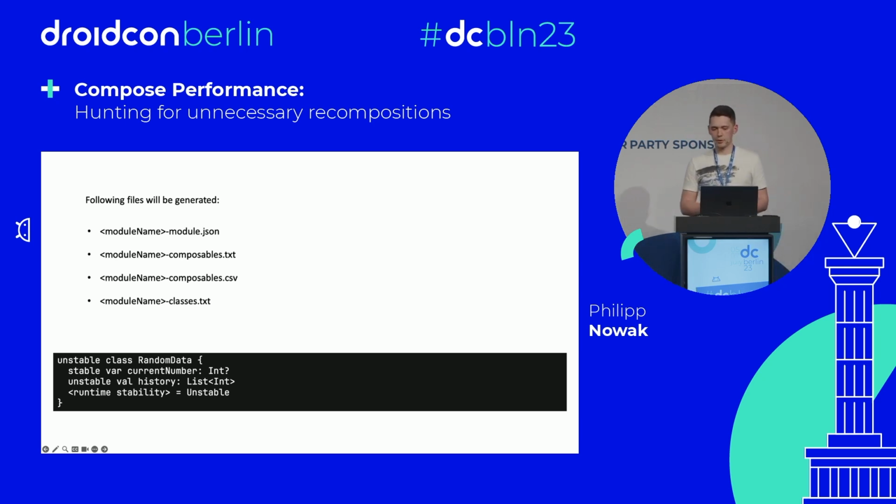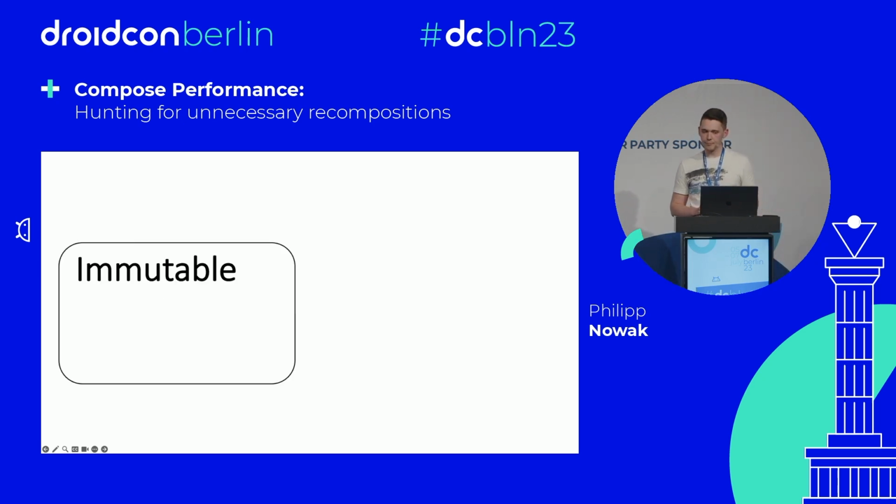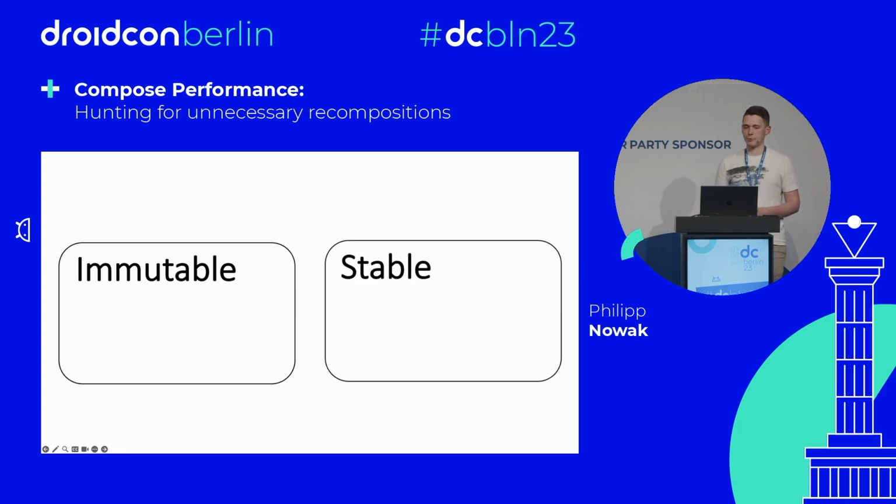Therefore, I want to explain 2 more terms to you which are important to understand when working with these files: immutable and stable. Immutable is applicable for class types, and it means that no value of any property of the type ever changes after the object has been instantiated.